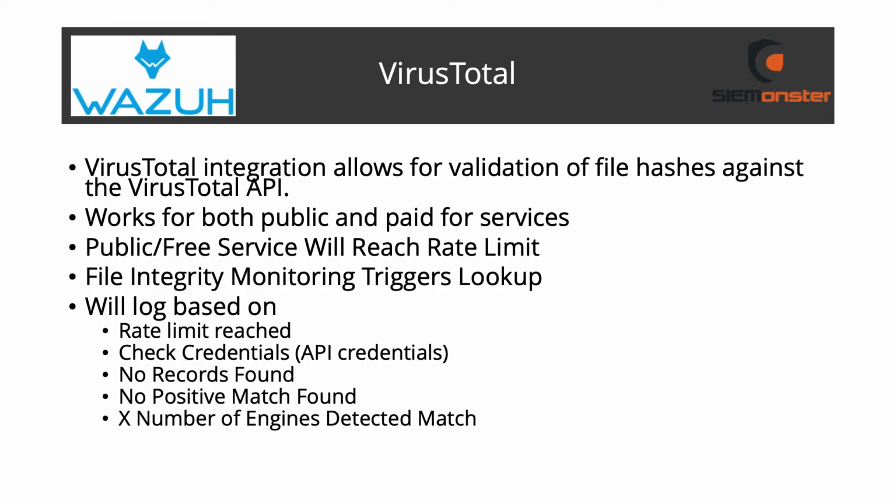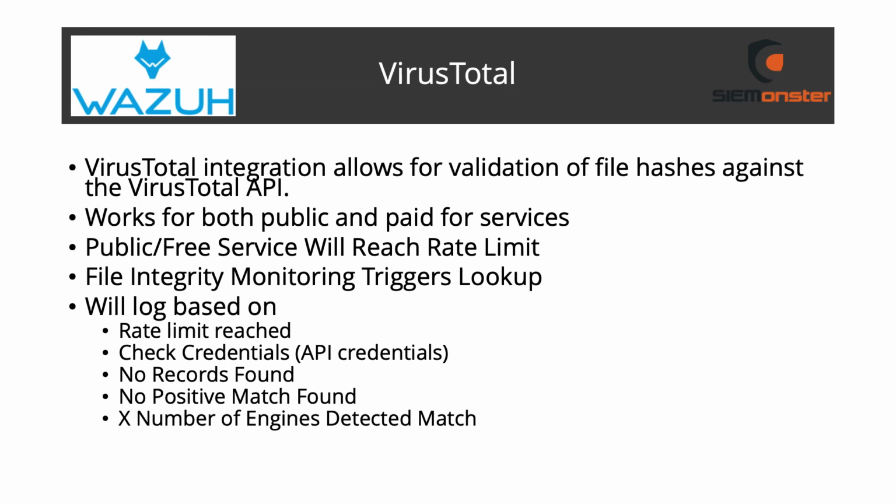The next component is VirusTotal. VirusTotal basically takes the file hashes generated by the integrity monitoring component of the system, and then it will submit them to the VirusTotal API. This works for both the free and the paid versions, but both of these versions will reach rate limits at a certain point, depending on the company size and the volume of file changes taking place. Please bear that in mind.